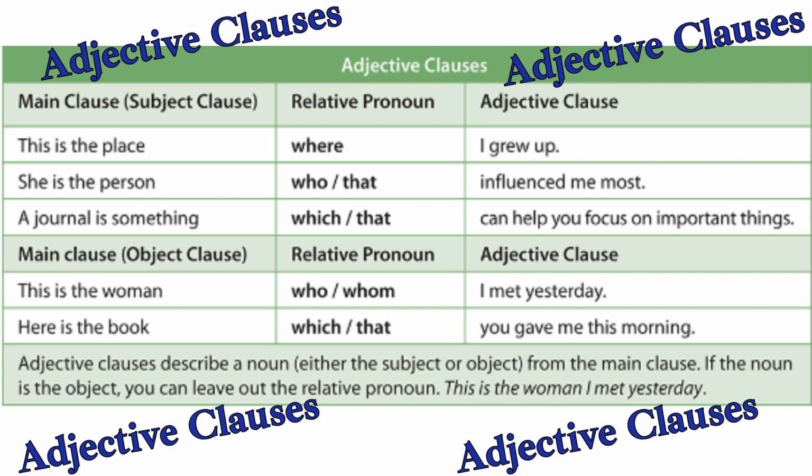Main clause, this is the woman. Relative pronoun, who or whom. Adjective clause, I met yesterday. Main clause, here's the book. Which or that, whatever preference you have. Adjective clause, you gave me this morning.